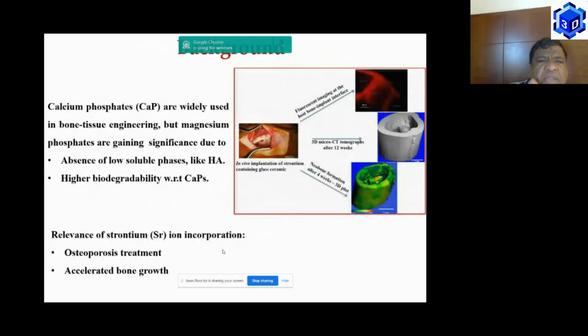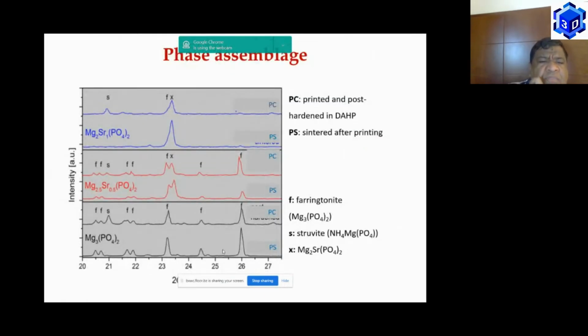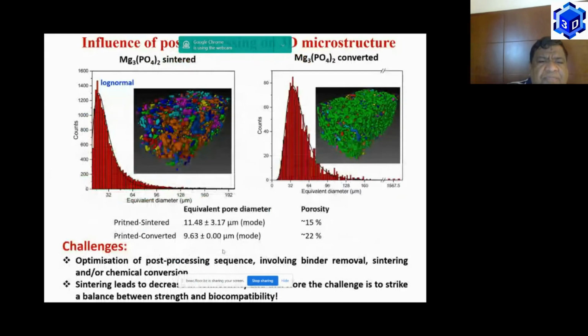Now, coming to ceramic binder jet printing, we have explored, in a collaboration with Germany, how strontium substituted magnesium phosphate can be printed. We used two types of post-processing technique: one is sintering, one is chemical conversion, as mentioned here. Depending on either sintering or chemical conversion, we get farringtonite as well as struvite as the phases present after post-processing.